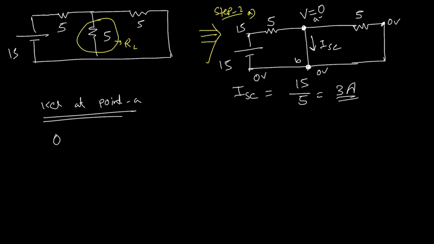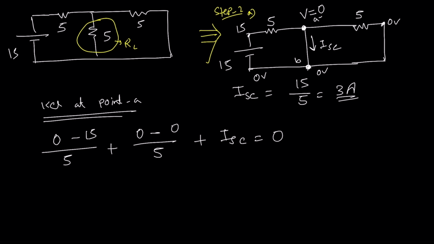Then we will get (0 minus 15) divided by 5, plus (0 minus 0) divided by 5, plus ISC. Right? Here we know this is 0 volt, but we assume this particular voltage is higher than the other voltages, such that all of the currents will be outgoing. Then all of the current signs will be the same. From here we can easily get ISC equal to 3 ampere.